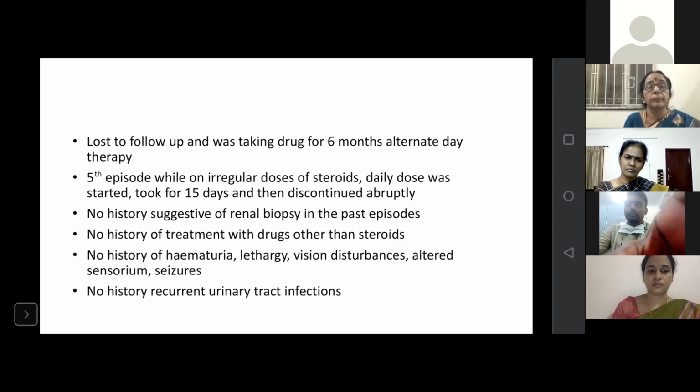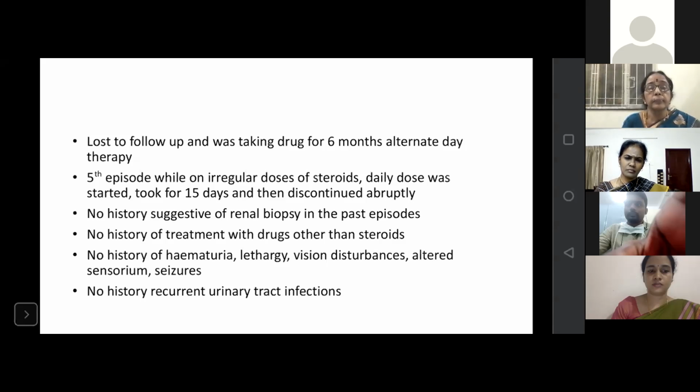It was in a bizarre manner, that is 1, 2, 3 days continuously, and then she forgets, and it was not given for 2 days, and then 2, 3 tablets on alternate days. So on an average, the child was getting around 14 to 16 tablets per month.